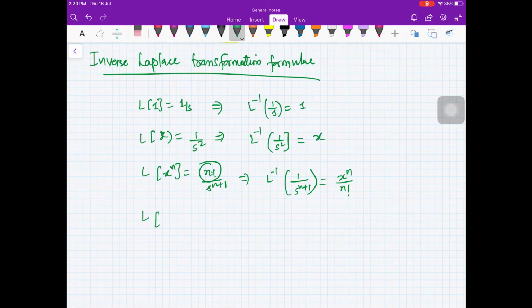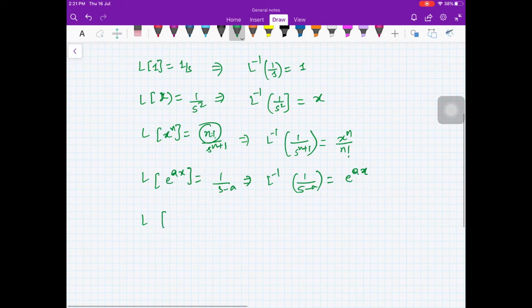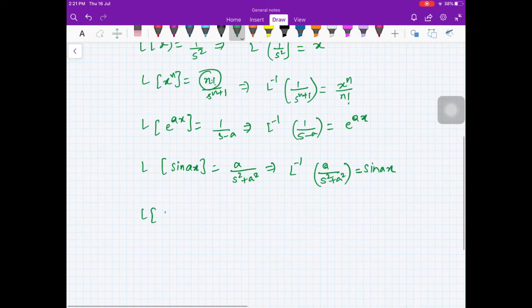Then you had this formula that L of e raised to power ax is 1 upon s minus a. So it implies that L inverse of 1 upon s minus a is e raised to power ax, right? Similarly, you have L of sin ax was a upon s square plus a square. So it implies L inverse of a upon s square plus a square is sin ax, right? And then you also had L of cos ax was s upon s square plus a square. So this implies L inverse of s upon s square plus a square is going to be cos ax.